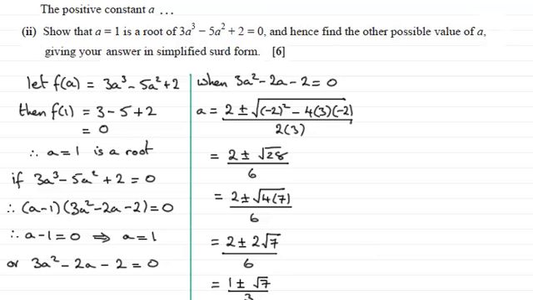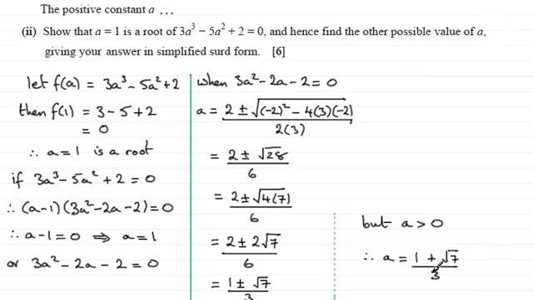So if we just come down here, okay, we can finish this off. We can see that, but a has got to be greater than 0. It's a positive constant, so therefore a must be the positive option here. It must be 1 plus root 7 divided by 3. Okay?